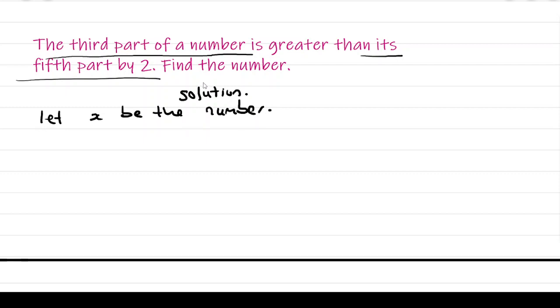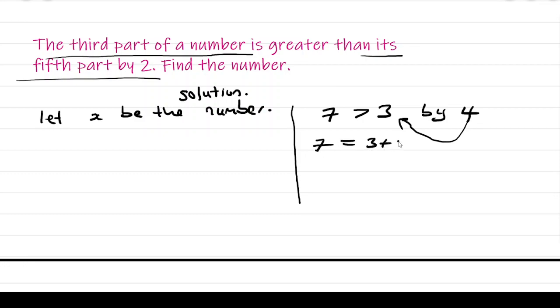Now, before I analyze the problem, I have to give one particular understanding we need to solve this problem. Let a number be, let's say, 7. Of course, 7 is more than 3. But by how much? 7 is more than 3 by 4. So that means if you add this 4 to 3, it should be equal to 7. Like 7 should be equal to 3 plus 4.